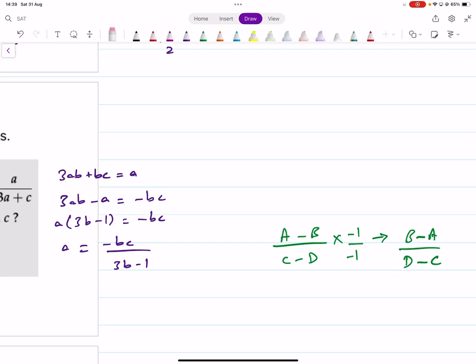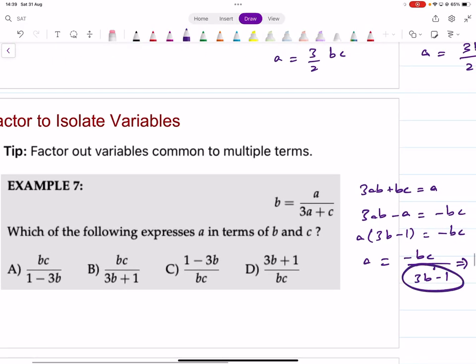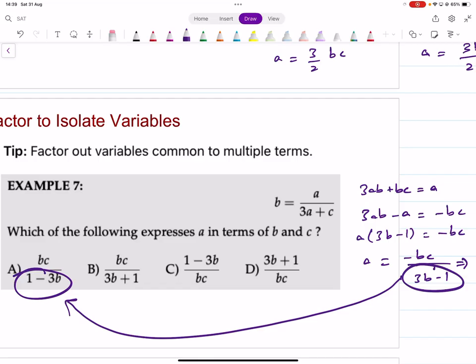So this thing is equivalent to, look at the options. You have 3B minus 1. In one of the options, you have 1 minus 3B. You can actually go from this form to this form. How do you do that?